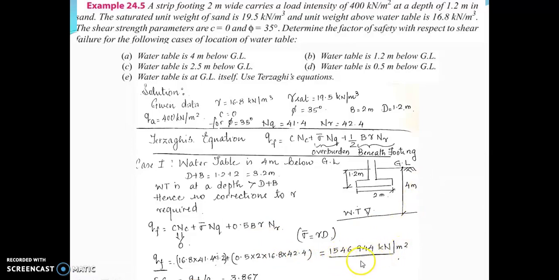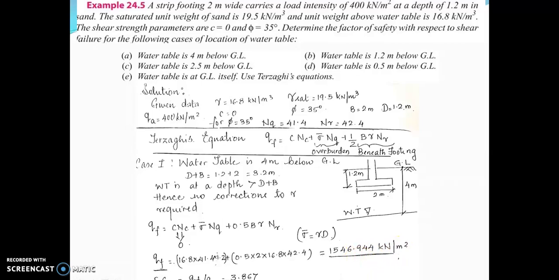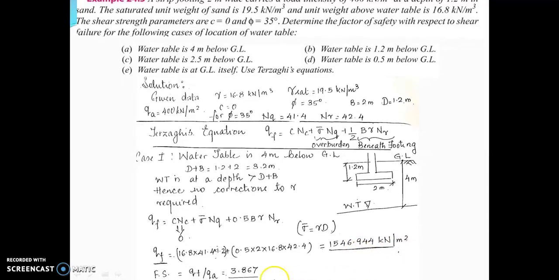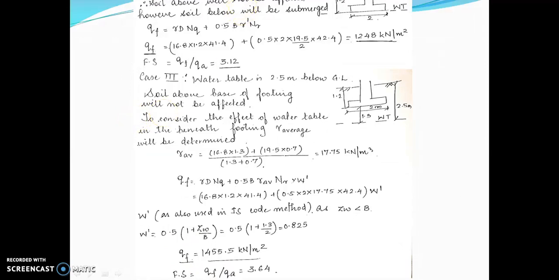1546.944 kilonewton per meter square. Right? And your Fs value, Fs is given as ultimate bearing capacity divided by allowable. Allowable is 400 kilonewtons per meter squared. That is mentioned somewhere here. q is 400 kilonewton per meter squared. So 1546.944 divided by 400 gives you 3.867. That is the factor of safety. Right? Now going to the second case.